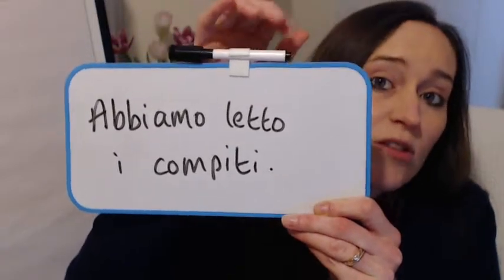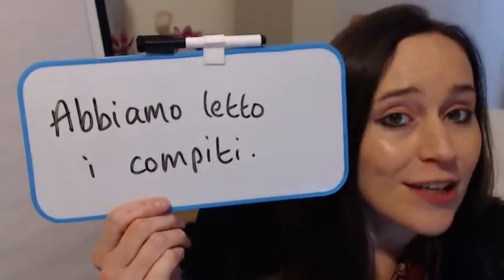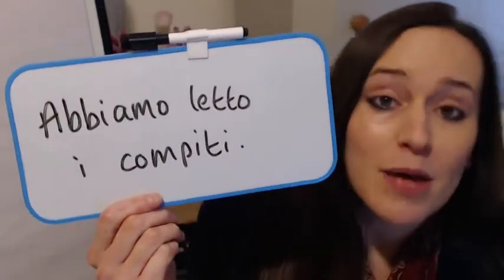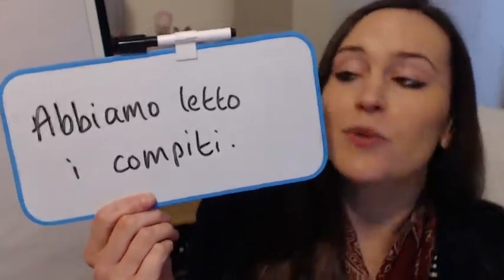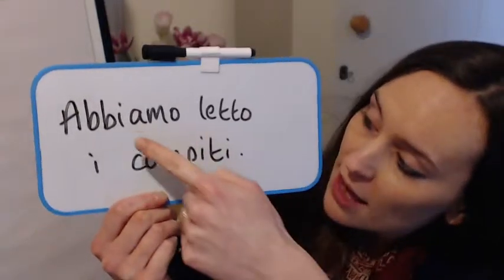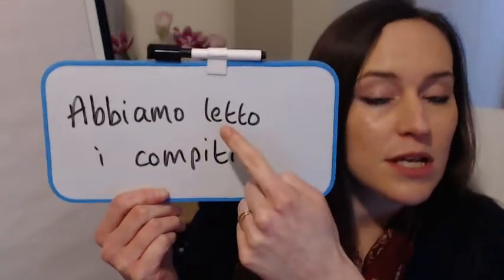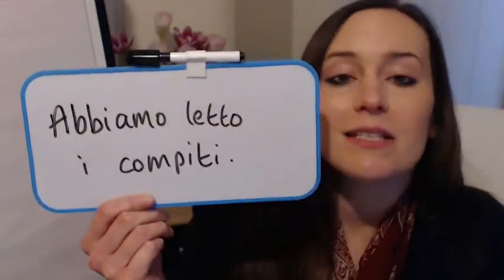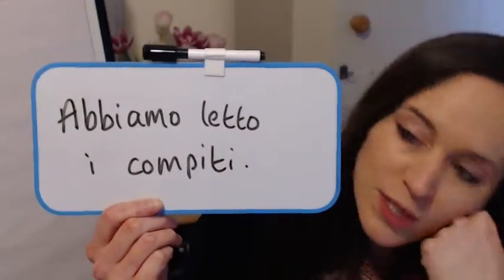We have read, or we read. What did we read? I compiti. We read the homework. So it doesn't say abbiamo fatto i compiti, we did the homework, or we have done the homework. It says we read. We have read. So here again we have the verb avere, to have, in the present tense, plus past participle. Together they make il passato prossimo. That's what we've seen over the last few weeks.